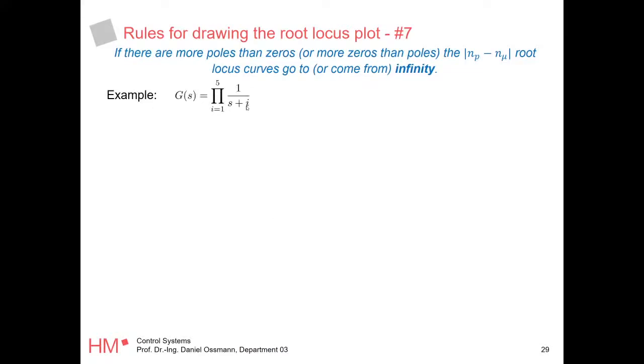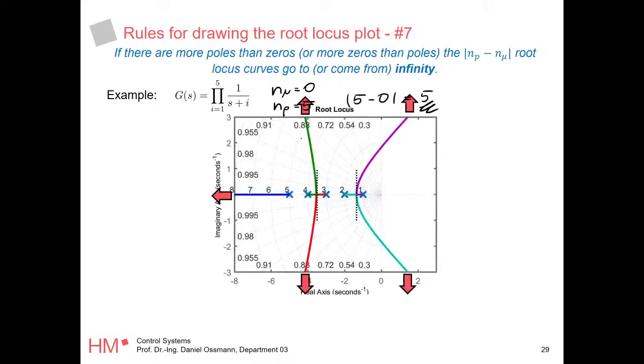We have no zeros. We've got 5 poles. 5 minus 0, the absolute value is 5. So we have 5 curves, and all 5 curves go to infinity. What you see here, right? They continue going to infinity. The poles need to go to the zeros. When you have more poles, they go to infinity.